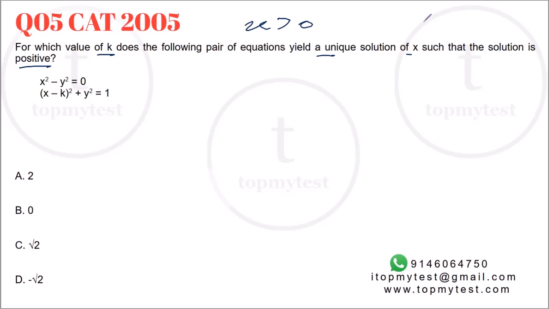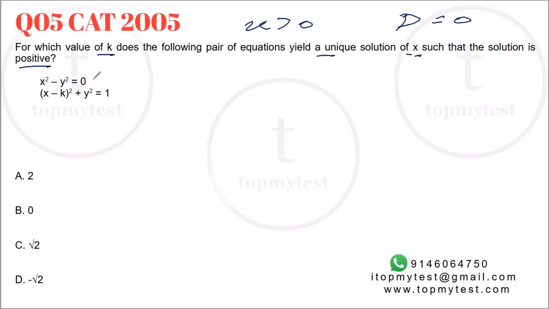You will get a unique solution only when discriminant is 0. If you have discriminant which is greater than 0, you'll have two unequal roots, right? One of them might be positive, one of them might be negative, right? But for a unique solution, you'll need to have discriminant equal to 0, right? We are interested in x, so let's eliminate y from this.